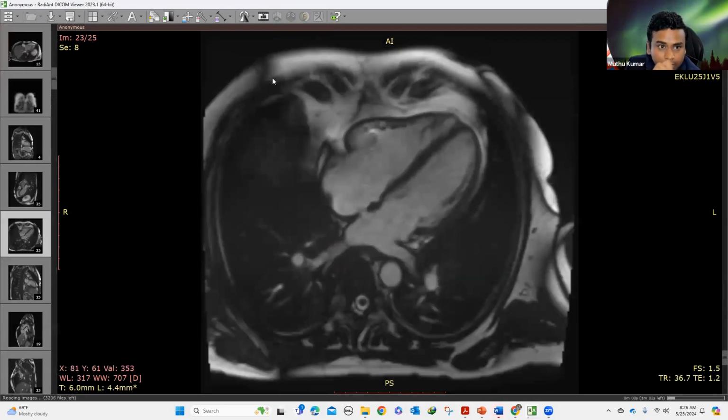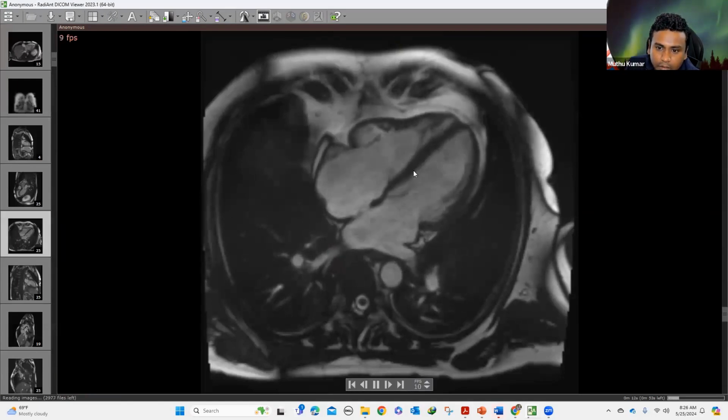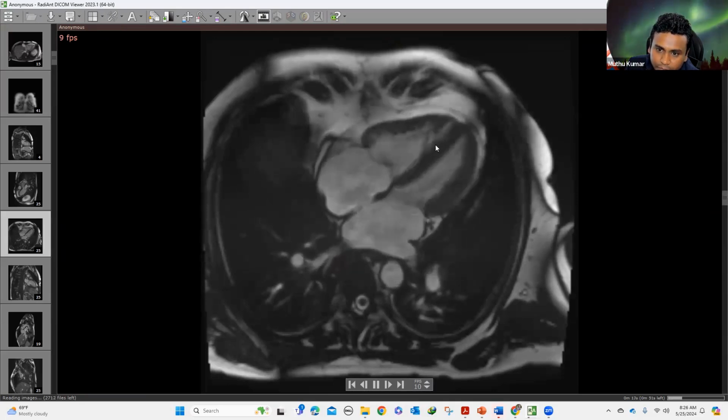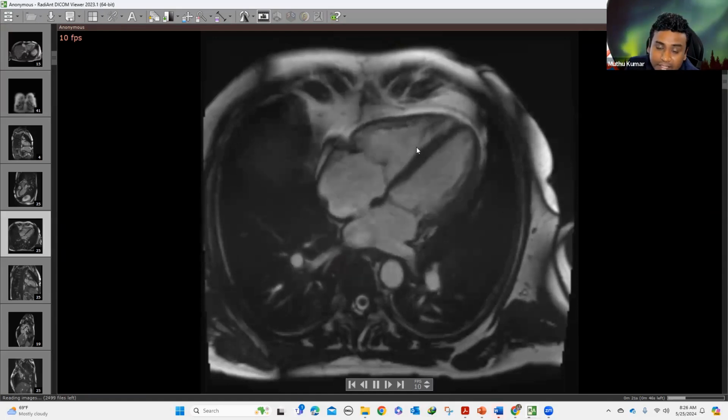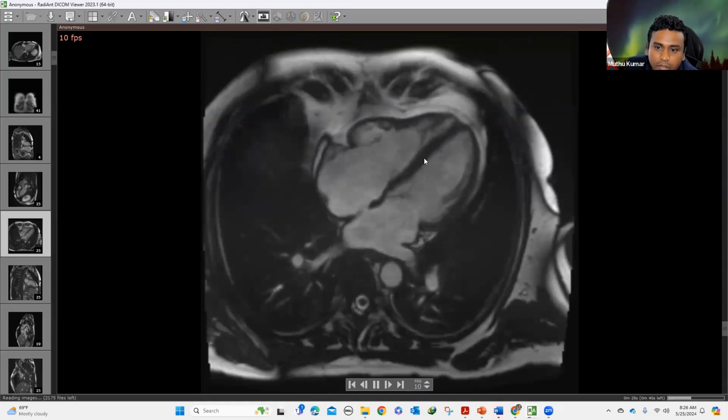You can see in the cardiac MR, if I put it in cine, you can see the dangling of the interventricular septum. We call it a septal bounce or interventricular dependence. This can be seen in constrictive pericarditis and also in patients who have CTEPH with RV strain.